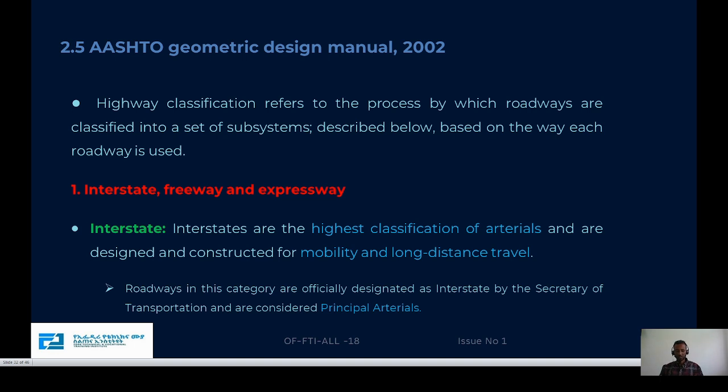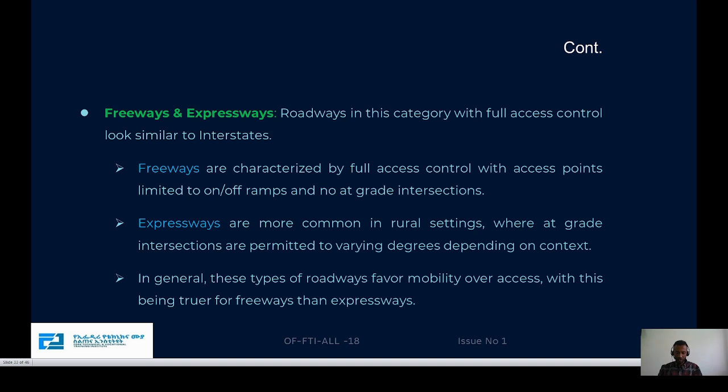So interstates are the high class of arterial road systems. These are designed and constructed for mobility and long distance travel. They function mostly as mobility roads. Freeways and expressways will also be included in this first classification.